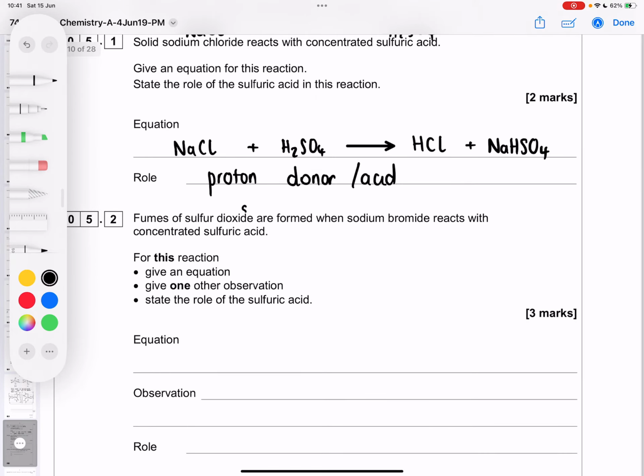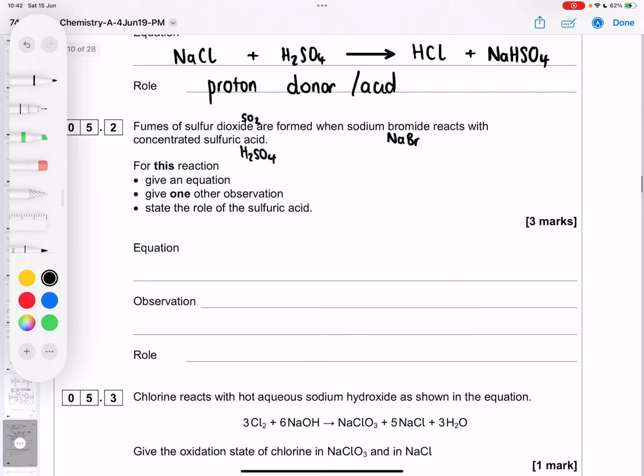Fumes of sulfur dioxide are formed when sodium bromide reacts with concentrated sulfuric acid. So we can see that the sulfuric acid is now being reduced to sulfur dioxide. Give an equation for this reaction. So you may have remembered it, or you may work it out.